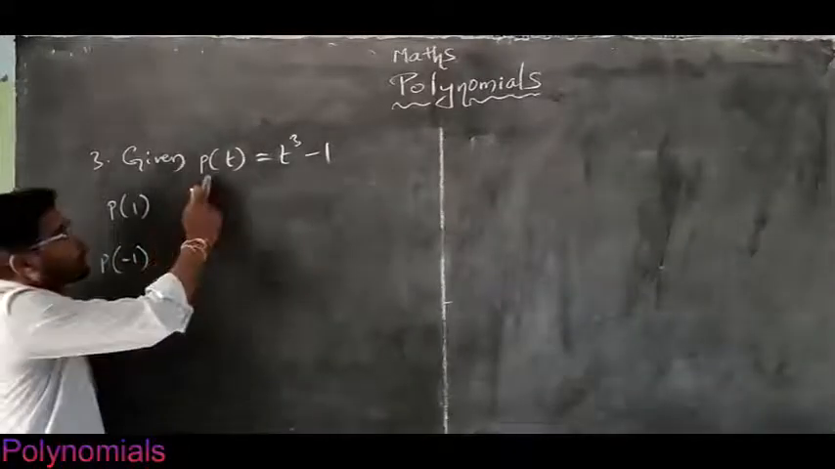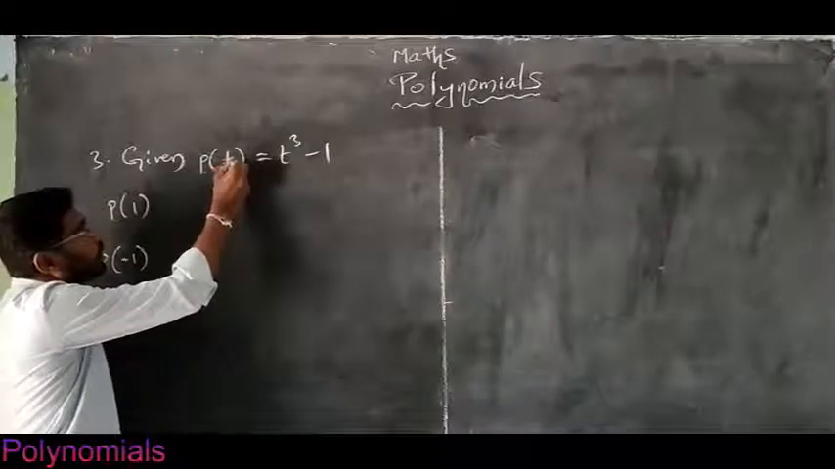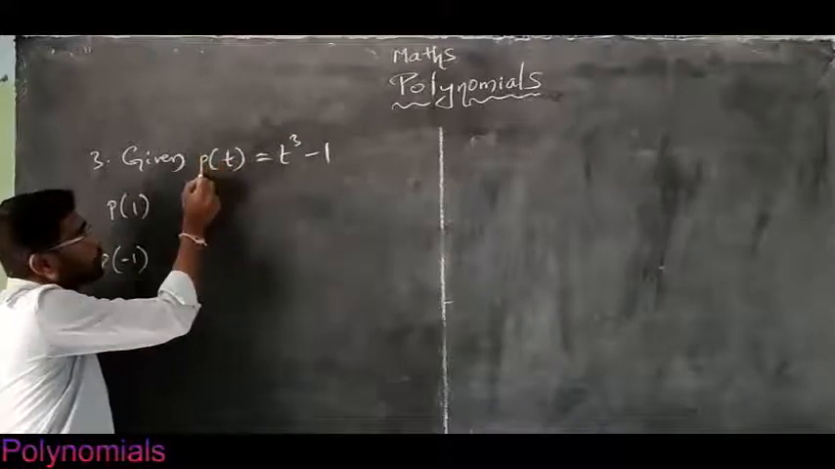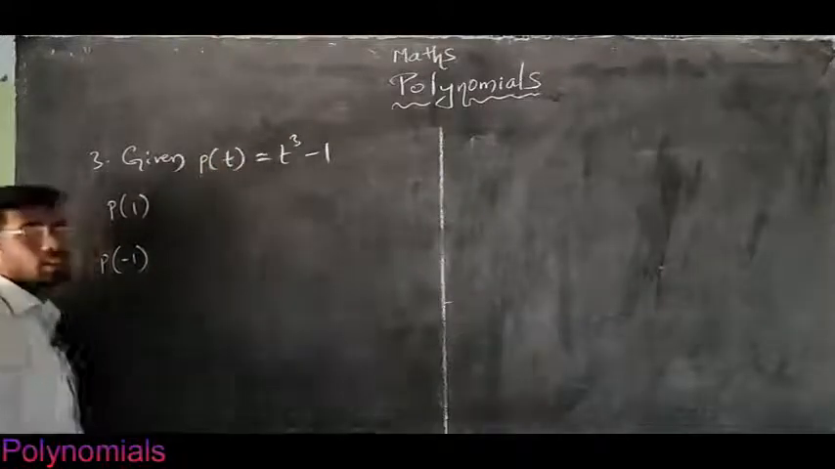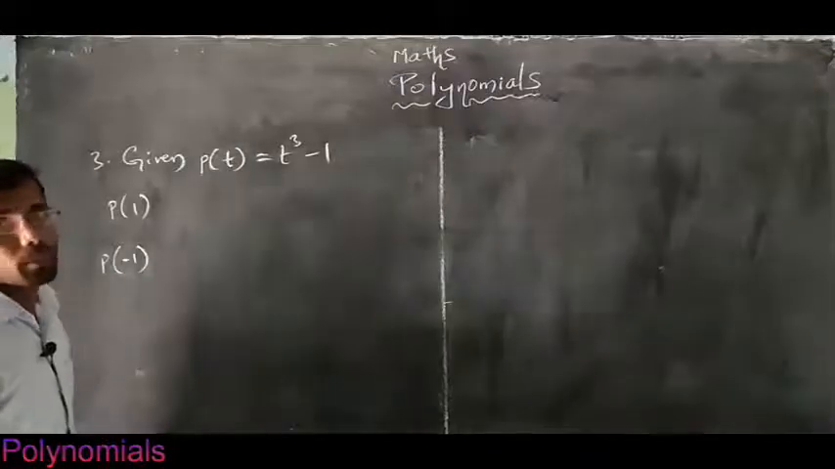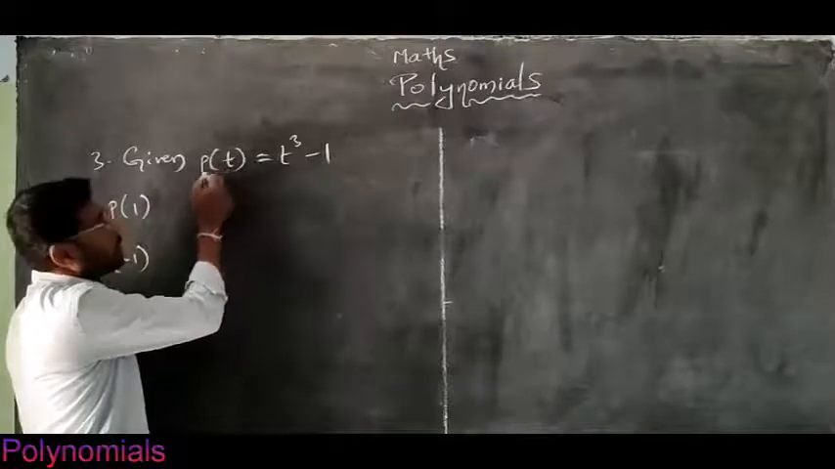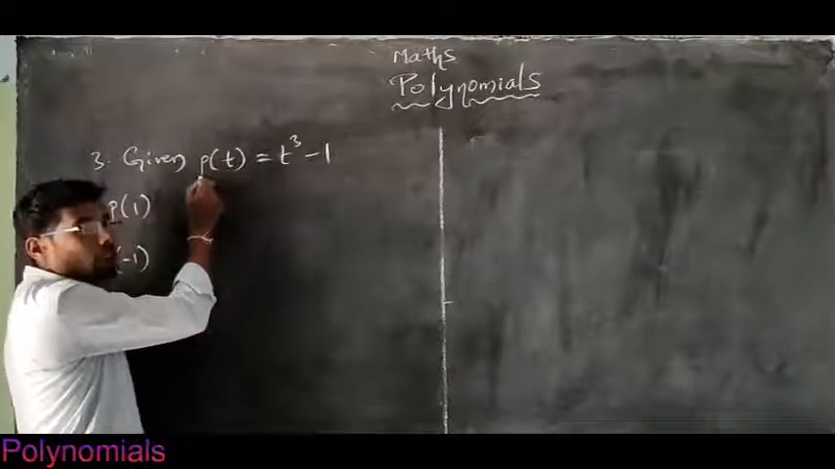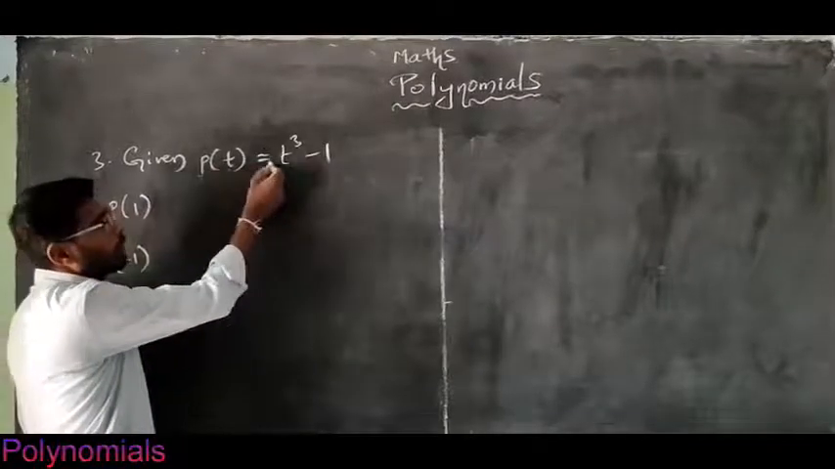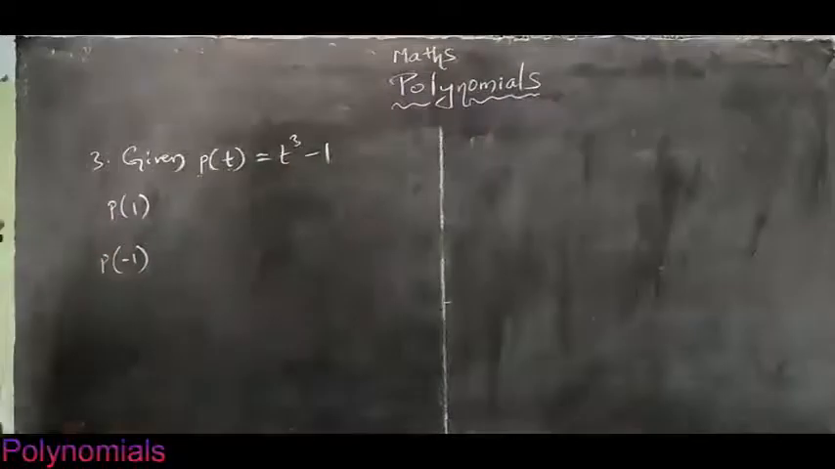Here he has given one polynomial p of t. Always observe, p means polynomial. Whatever is in brackets, that we call the variable. Now this is a polynomial in variable t. P of t equals t cube minus 1, and he is asking to find its value.